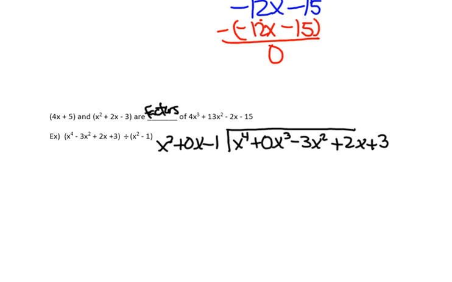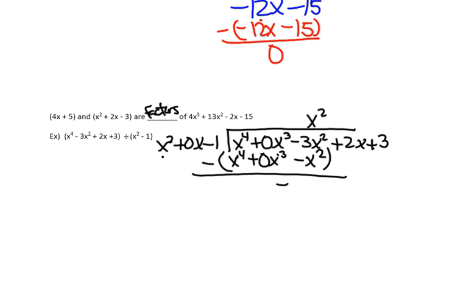So again, if you are missing terms, you can always put 0 as placeholder. Okay, same thing. What do I multiply x squared by to get x to the 4th? And that is x squared. So x squared times x squared is x to the 4th. X squared times a positive 0x is 0x cubed. And x squared times negative 1 is negative x squared. Subtract.